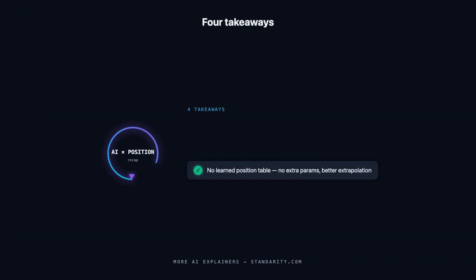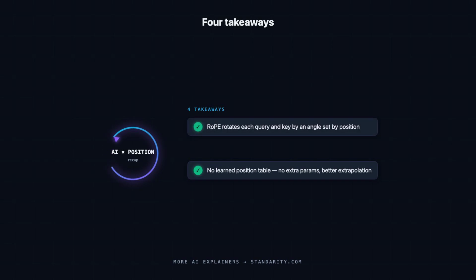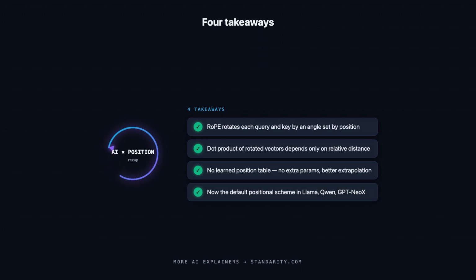All right, let's gather the takeaways worth carrying with you. Rotary embeddings encode position by rotating each query and key vector, working on pairs of dimensions like tiny two-dimensional turns. Because a dot product between rotated vectors depends only on the angle difference, attention naturally becomes a function of relative distance. There is no learned position table, so ROPE adds no parameters and tends to extrapolate to longer inputs more gracefully. Rotary embeddings are now the default positional scheme in Llama, Qwen, GPT NeoX, and most modern language models.